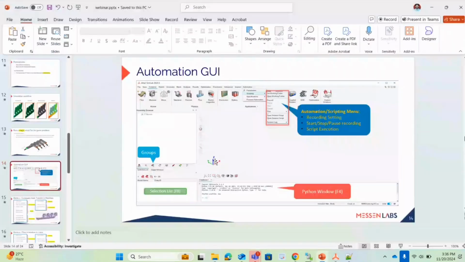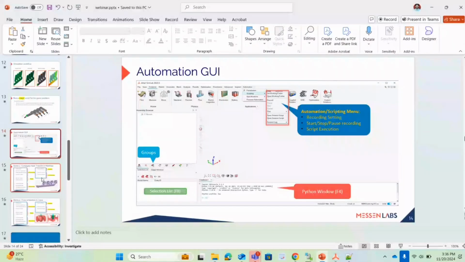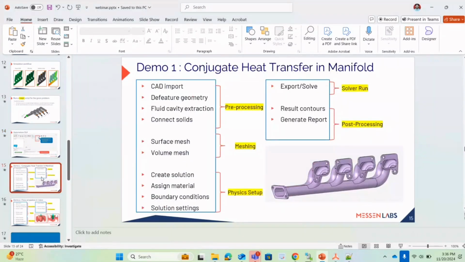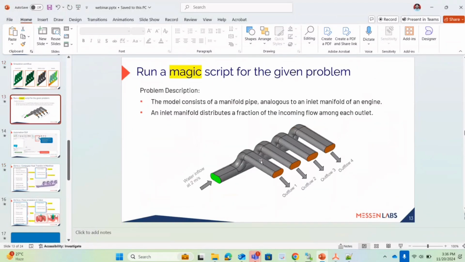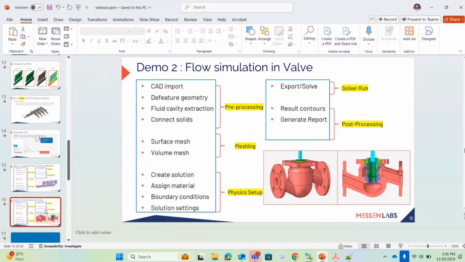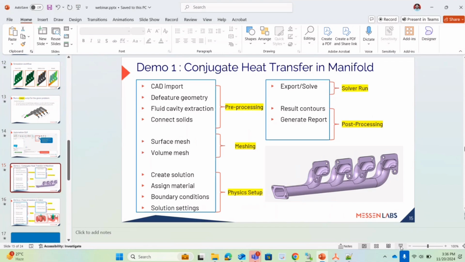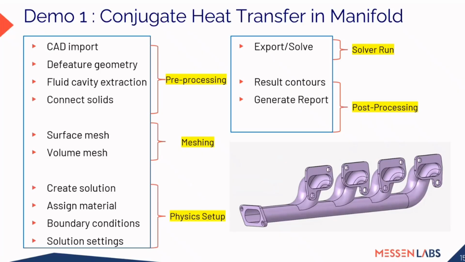So let me go through my next demonstration. Yeah, here you can see I have a model. In the earlier case, we had a direct fluid cavity. But in this case, we don't have a fluid cavity. We have a solid part. And what I need to do is perform a CFD simulation on this. So what are the different steps that are involved in doing the CFD simulation?